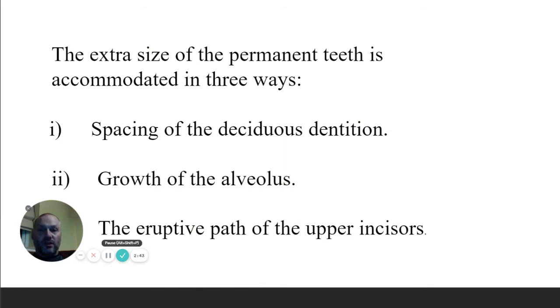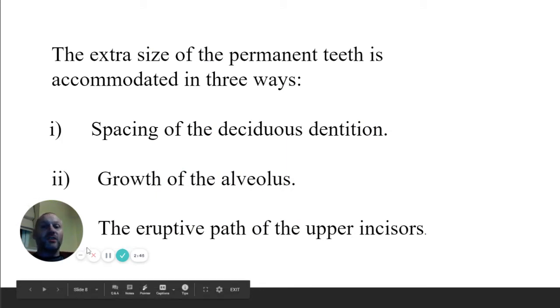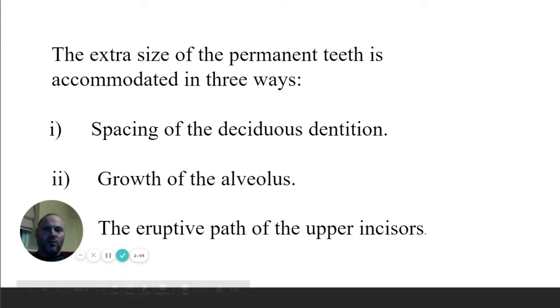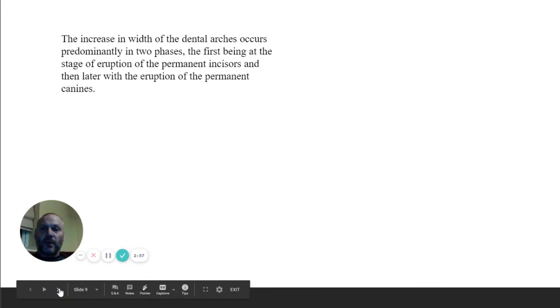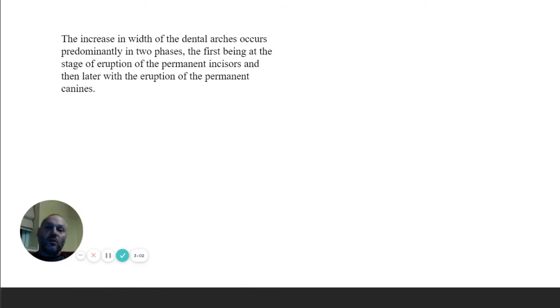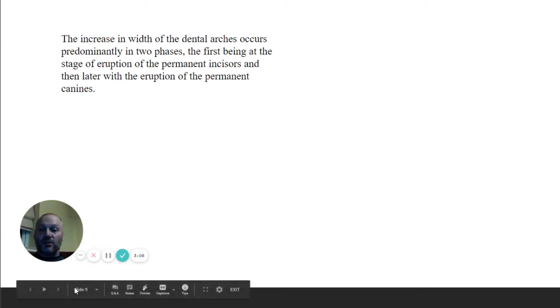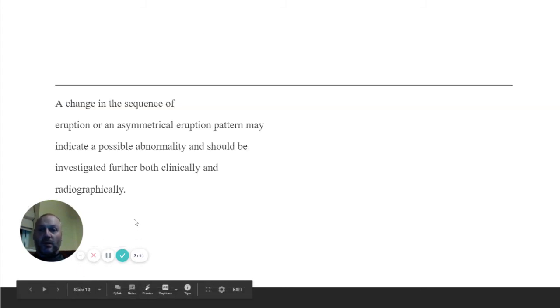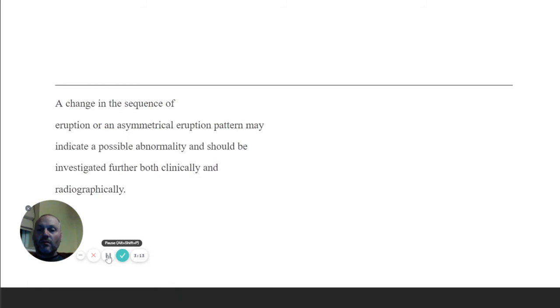The extra size of the permanent teeth is accommodated in a number of ways, as we've just said: spacing of the deciduous dentition, growth of the alveolus, and the eruptive path of the upper incisors, so they can change their pathway according to what space is available. Increase in width of the dental arches occurs in two phases, one during eruption and later on with the permanent eruption of the canines. Changes in eruption patterns could indicate an abnormality and could be investigated using radiographs.